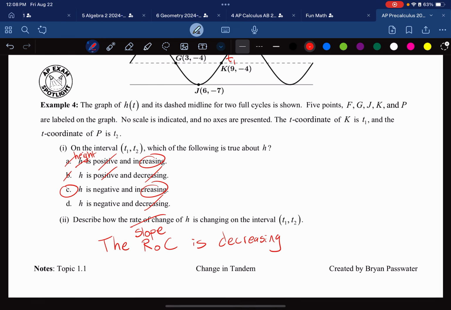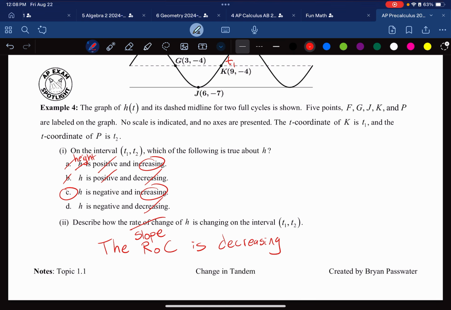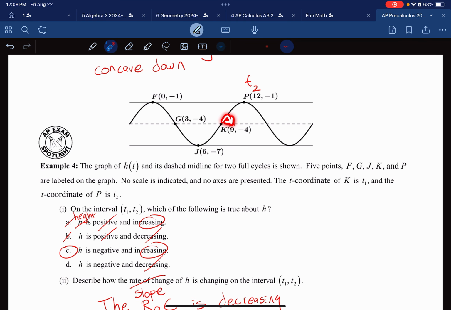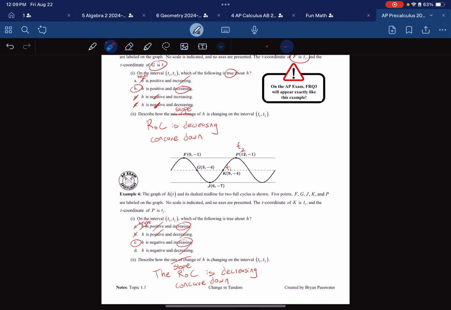Again, if you want to be super fancy, you can use a synonym for the rate of change is decreasing. You can say this is concave down. Again, using either of those two definitions, where you say the cannonball is being pulled down by the force of gravity, or you can say it's a rainbow. Whatever cutesy definition or formal definition that you want, there you go.